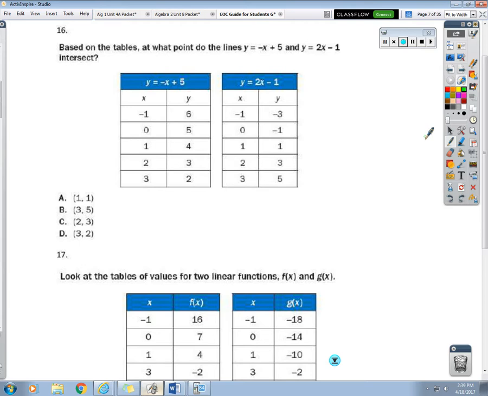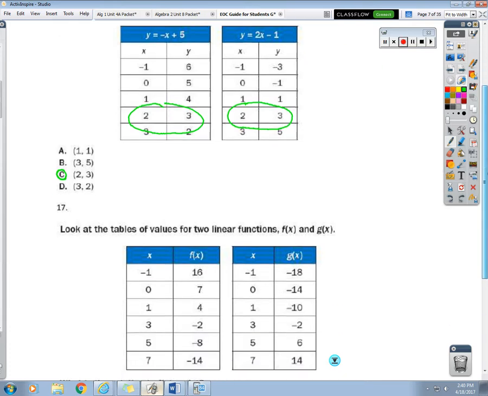Based on the tables, at what point did the lines y equals negative x plus 5 and y equals 2x minus 1 intersect? 2, 3. How do you know that? Correct. That is the common coordinate for both tables. They both have that point, so that's where the lines intersect. And if you weren't sure, you could have gone to your graphing calculator and graphed both of those and saw that they crossed at over 2 up 3.